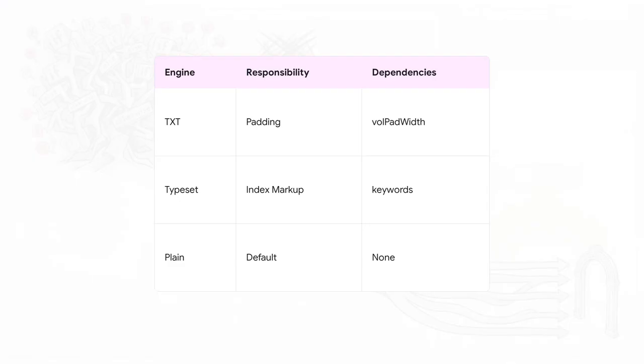All right, moving right along to section 3, implementing the new styles. Now we create 3 distinct engines to actually handle our formats. First up, the TXT engine. This one is responsible for padding and indentation, and it relies on those previously hidden dependencies we mentioned, vol pad width and chap pad width. Next, we have the typeset engine for PDF and Typst formats, which handles page breaks and index markup, relying on a keywords dependency. And finally, a plain engine for EPUBs, which is really just a stripped-down default behavior with absolutely no extra dependencies. The beauty here is that each module is perfectly isolated with its own distinct responsibilities.